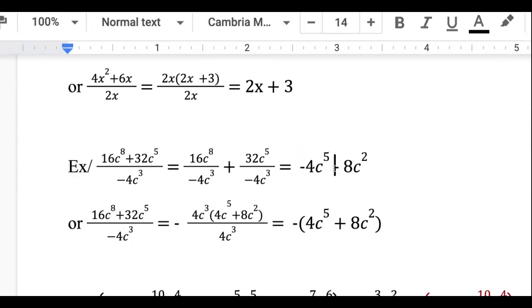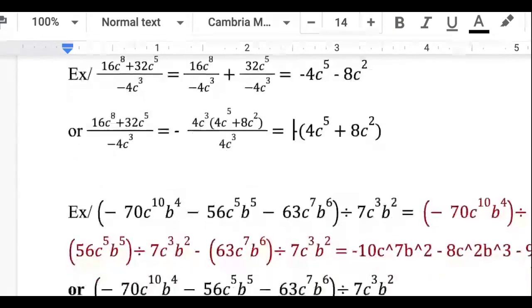We have both negative signs. If we want, we can factor out the negative to get the bottom one, but those two are exactly the same. Does anyone have any questions? All right, we'll keep moving.